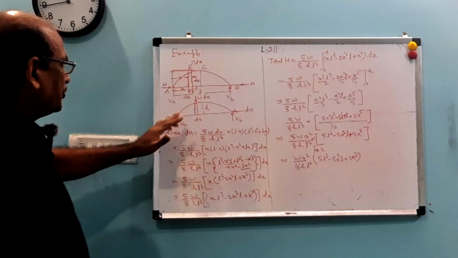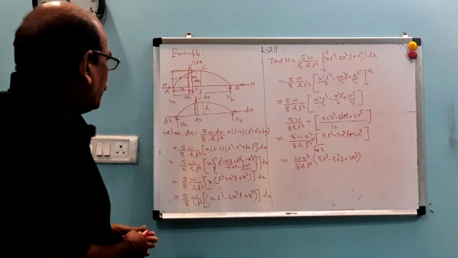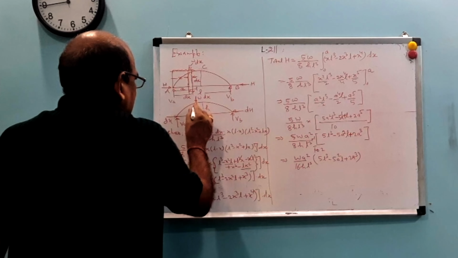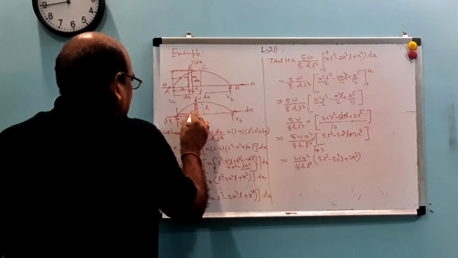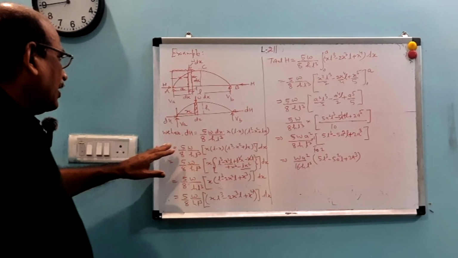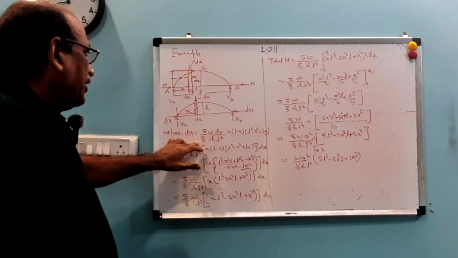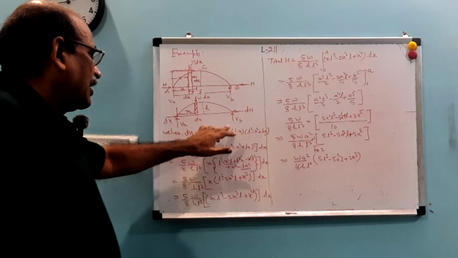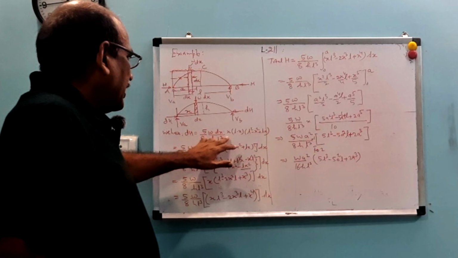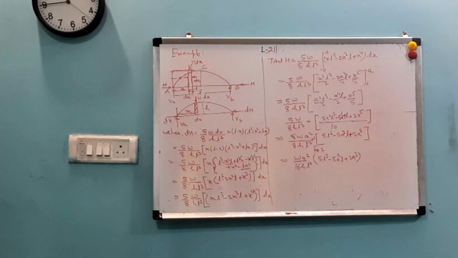We can always divide this load W, taking a small strip W into dx, where dx is the distance and this distance is x. We take W dx as the load. So we can write the equation dH = 5/8 W dx in place of W, over H L cube, times (x L cube minus 2 x cube L plus x to the power 4), which is the formula we have already learned in the previous lecture.